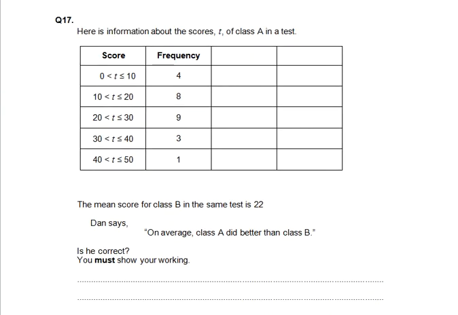Okay, question 17. Here's some information about test scores of a class in A. The mean score of B is 22. On average, class A done better. So we're looking to work out the mean of this.